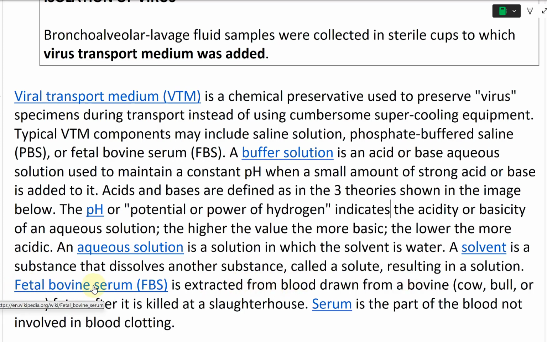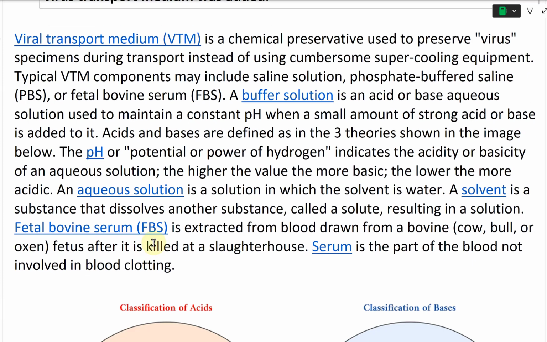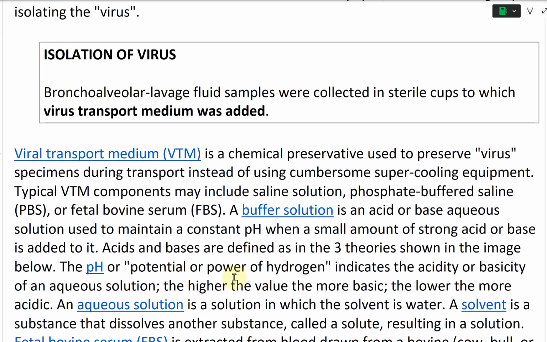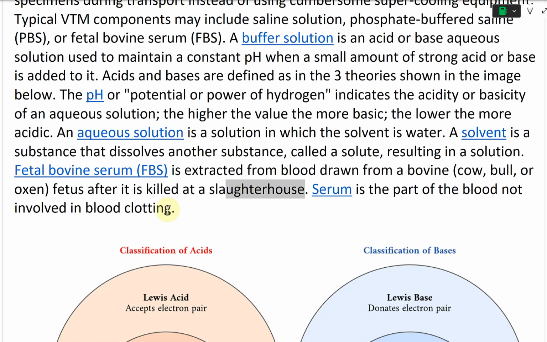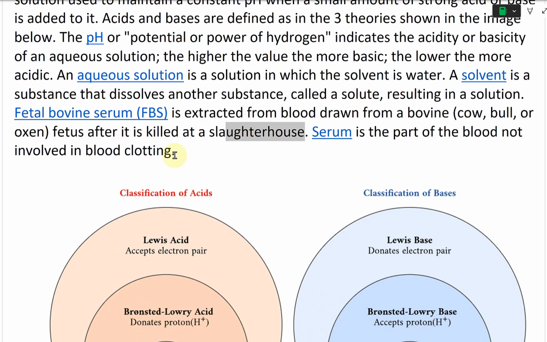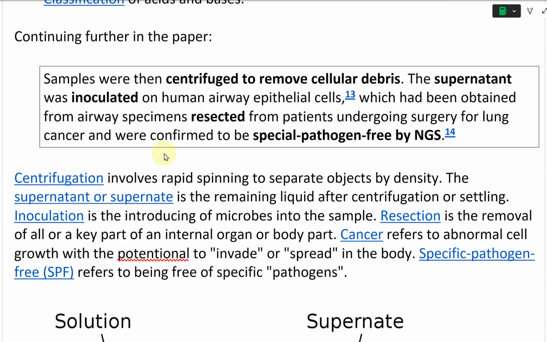And then lastly, this fetal bovine serum, FBS, is extracted from blood drawn from a bovine or cow, bull, or oxen fetus after it is killed at a slaughterhouse. That's pretty wild. And then serum is the part of the blood not involved in blood clotting. So they would extract that serum from this fetal bovine, or this fetus from this cow, bull, or oxen that's killed at a slaughterhouse, and then mixed in with this, and may oftentimes be used as this viral transport medium. So then they would put these samples inside this serum from this slaughtered fetus. All right, so that's quite baffling.